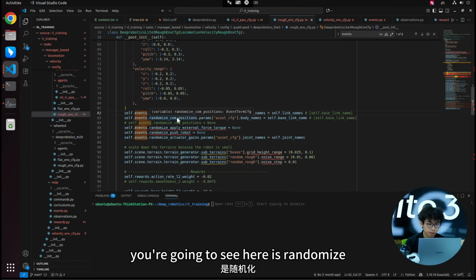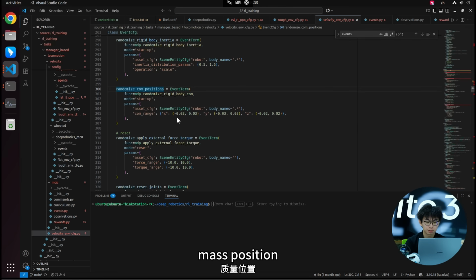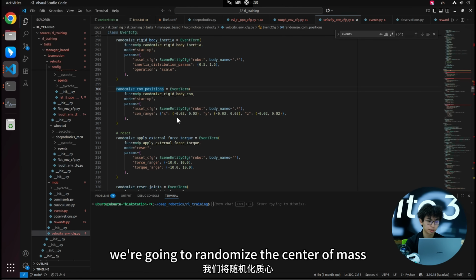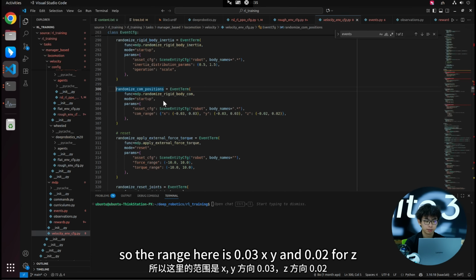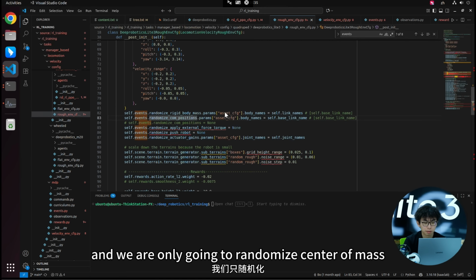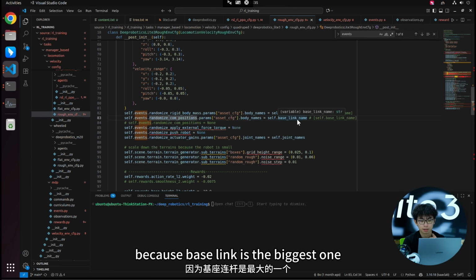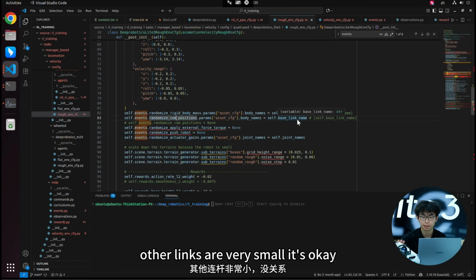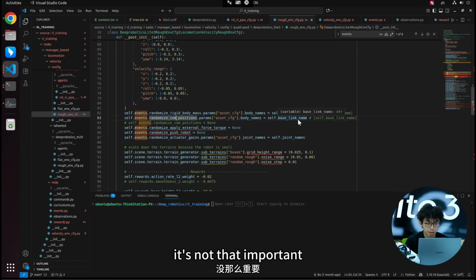And the next event you're going to see here is randomized center of mass position. As you can tell from the name, we're going to randomize the center of mass. The range here is 0.3 for xy, and 0.02 for z. And we are only going to randomize the center of mass for the base link, because the base link is the biggest one. Usually this one has differences. Other links are very small, so it's okay. It's not that important.